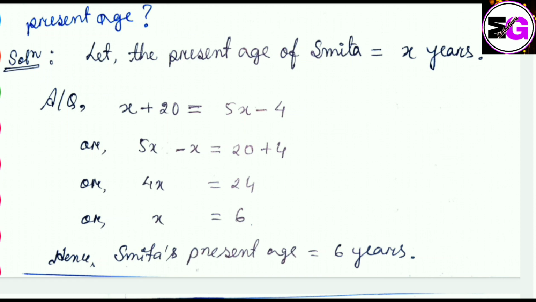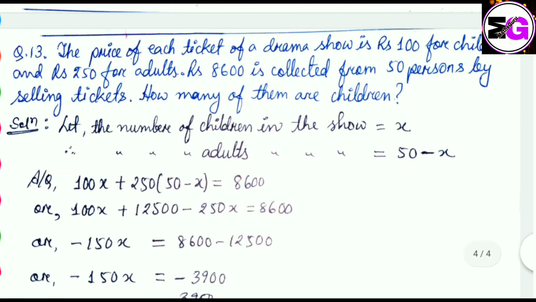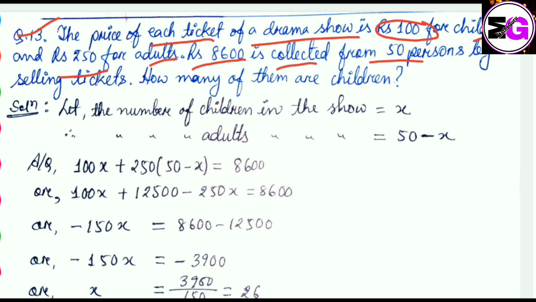Okay, so now go to the next problem. The next problem is: the price of each ticket of a drama show is rupees 100 for children and rupees 250 for adults. Rupees 8,600 is collected from 50 persons by selling tickets. How many of them are children?